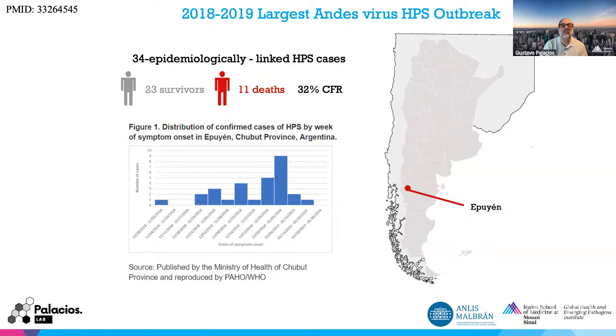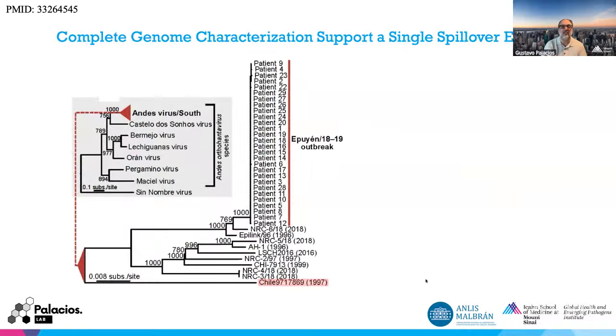So finally, in 2018, in the city of Epuyén, as I have mentioned, an outbreak was detected with 34 cases. Of those, they were all linked, with 11 deaths and a case fatality rate of around 30%. The epidemiological wave of cases demonstrated initially what we suspected, that this was, again, person-to-person transmission. At the time, I was working at USAMRIID, and we offered our assistance to ANLIS Malbrán to do a full genomic investigation. At that time, we were first able to identify that the virus causing the event was Andes virus itself.